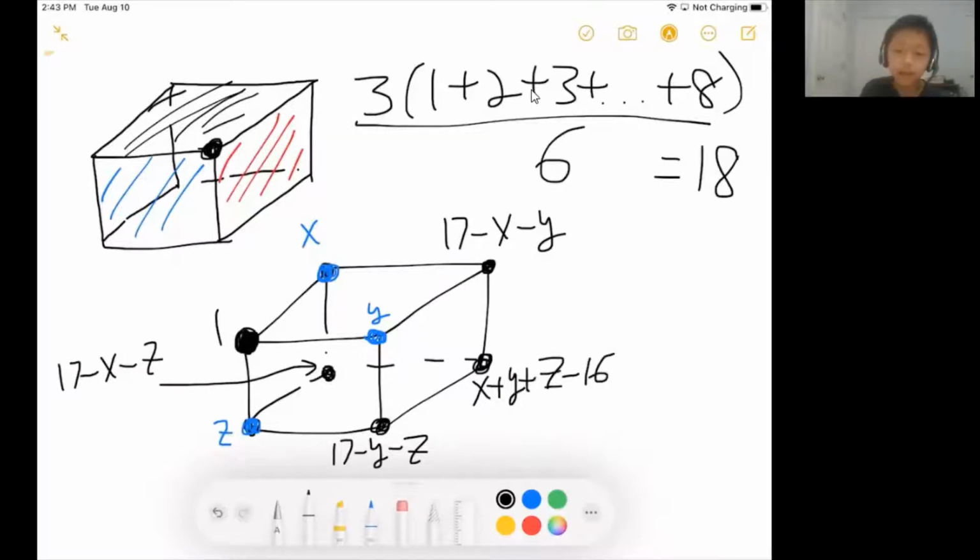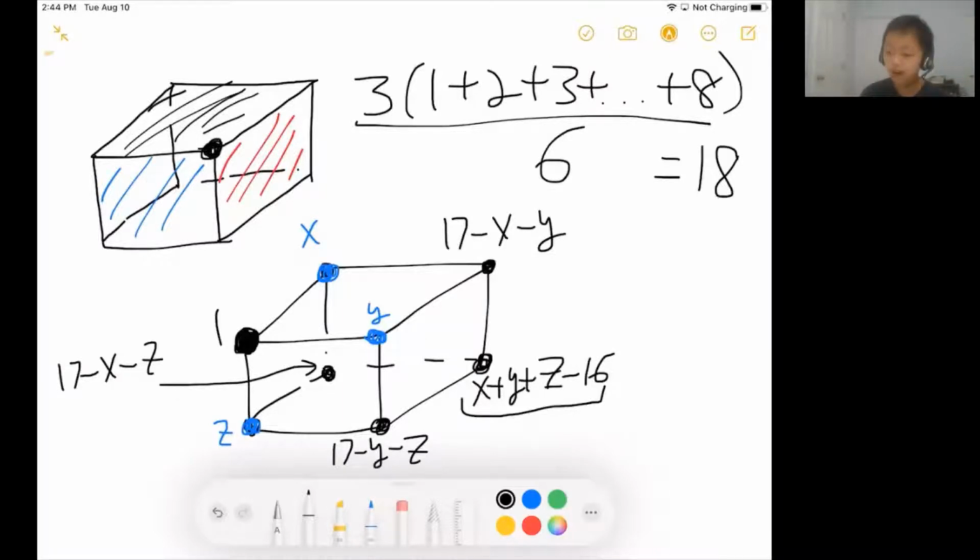Okay, so the next observation we have to make is that the question mentions we have to use each number exactly once. Since we've already used the 1, we can't use the 1 again. So that means this number here cannot be 1. That might seem obvious, but this is pretty important in solving the question.